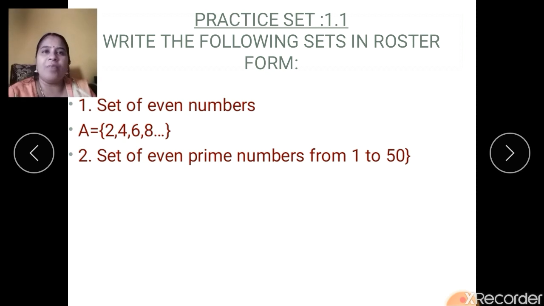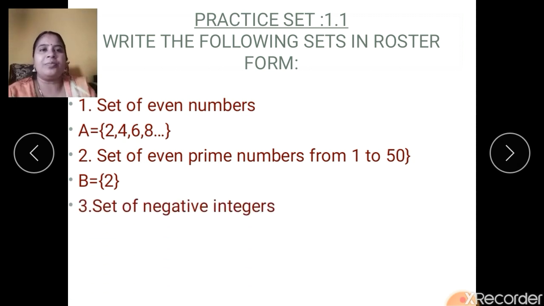So there is only one even prime number, that is 2. So this set will have only one element, 2. Do not write 3, 5 and all. They are prime numbers. Yes, of course they are prime numbers. But when it comes to even prime numbers, there is only one even prime number, that is 2. Let's see the third one.